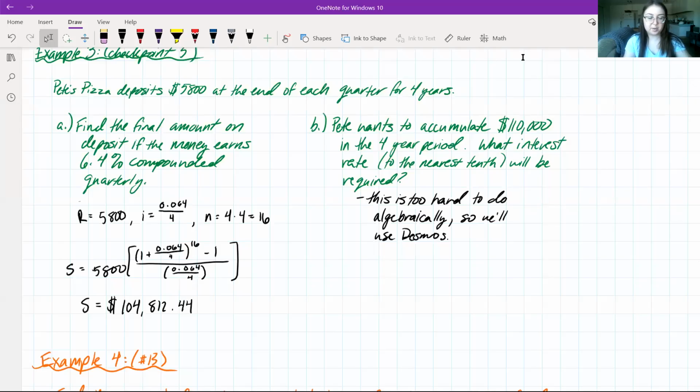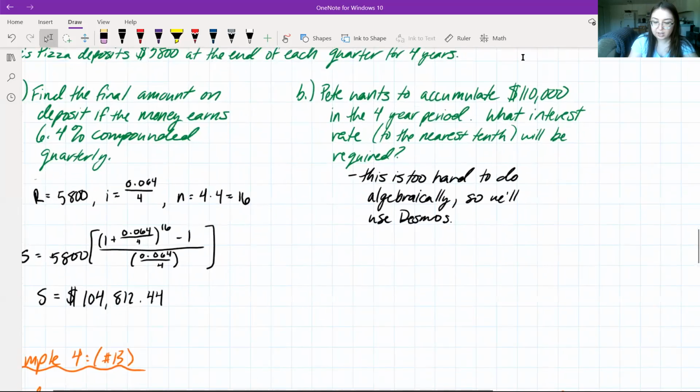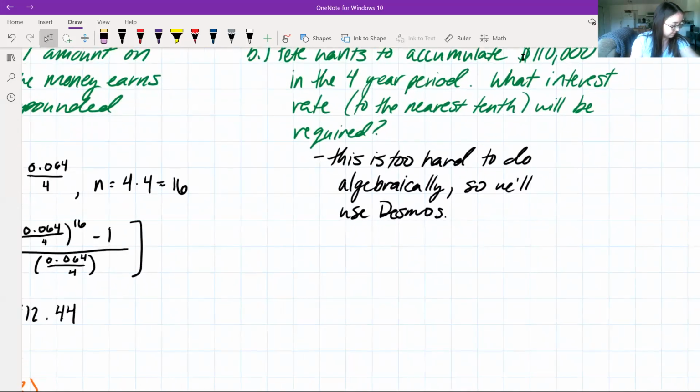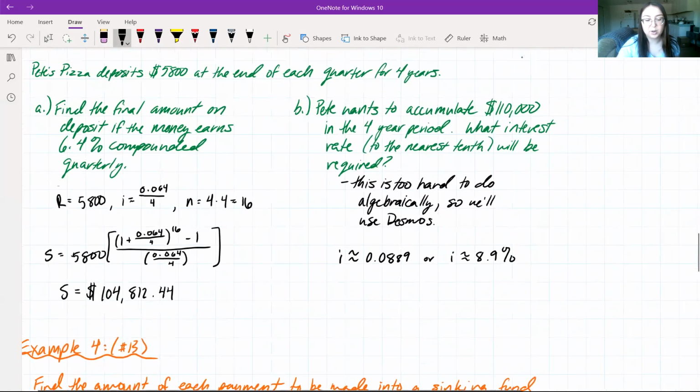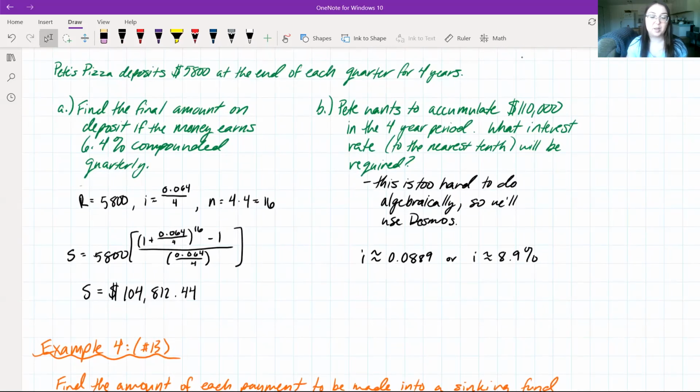All right, so we use Desmos in order to find that our interest rate, rounded to the nearest tenth, I is going to be about 0.08889, or about 8.9%. So we're able to find that value using Desmos instead of trying to solve this algebraically, because we would have been in a very large mess if we had tried to do that. I'm going to move my image back up.